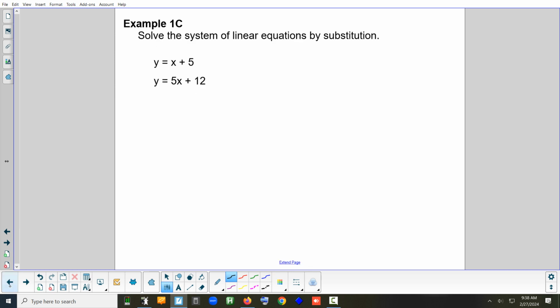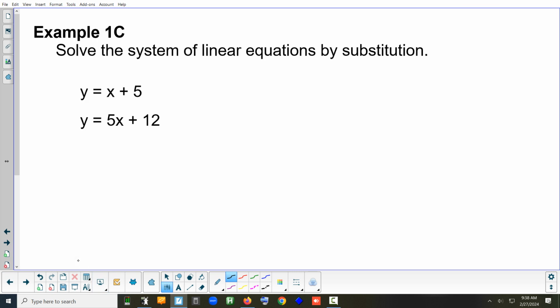All right, so why don't you guys try 1c and see if you can figure out what x and y are. Okay, and when you get an answer, let me come take a look.